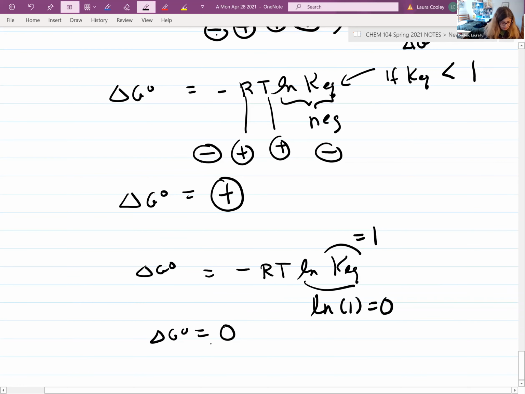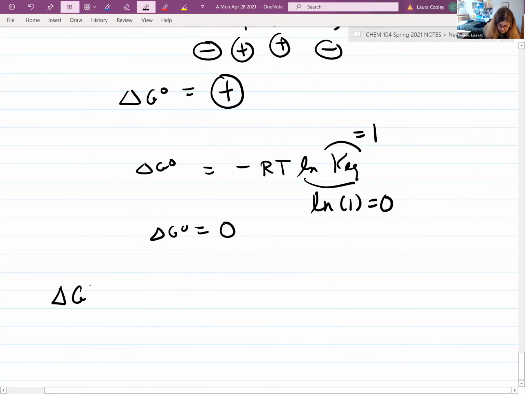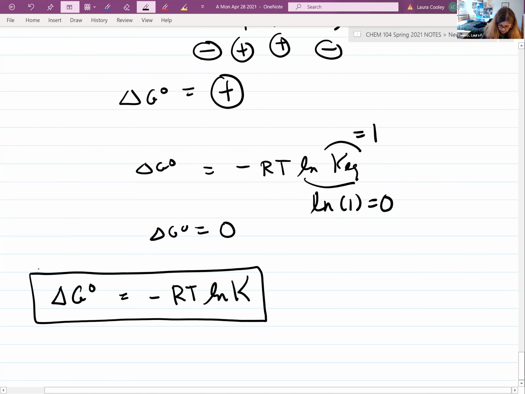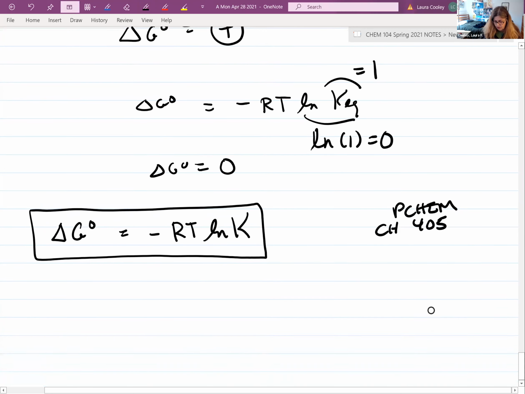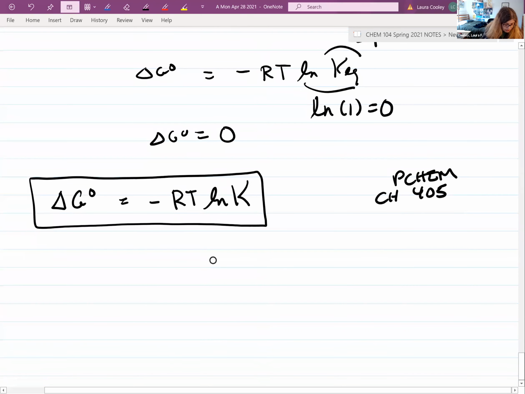So this mathematical relationship very concisely relates these two things together. And if you don't know where it comes from and why it works, we learn about it in PChem and Chem 405. If you're a Chem major, you will have to take that course. Anyway, it's pretty cool because it makes sense: something that favors the products, K is greater than 1, delta G is negative. Favors the reactants, K is less than 1, delta G is positive. So this is very handy.